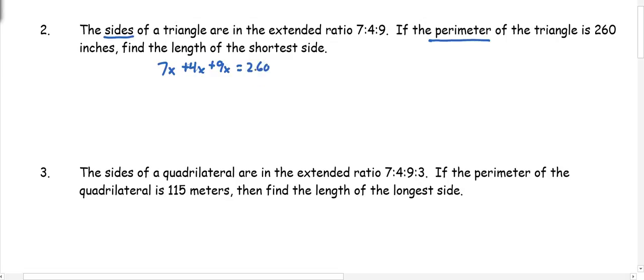We combine like terms and we get 20x equals 260, so we can divide by 20 on both sides and get that x is 13. Once we know x is 13, we need to find the shortest length. So the shortest length is the part of the ratio that's the smallest, 4x. So we would have 4 times 13, which would get us 52 inches for our shortest side.